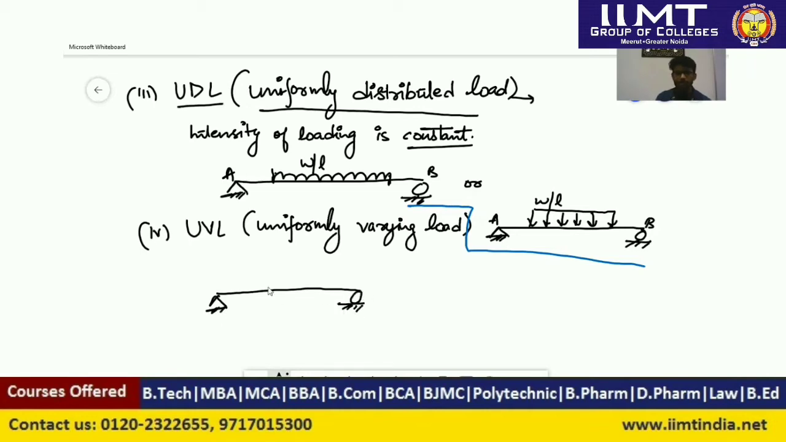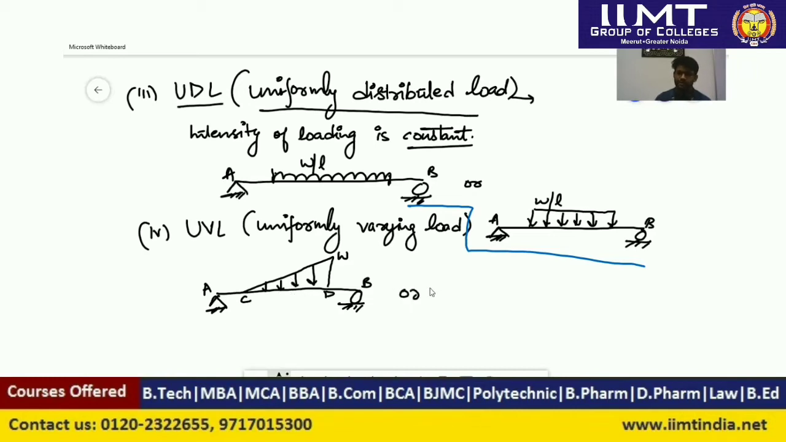Suppose this is a simply supported beam and a load is acting on it in this form. Here support A, support B, this is point C and point D. So intensity at point C is 0 compared to the other end, where intensity at D end is W. So uniformly varying loads are those loads where intensity is either increasing or decreasing at a uniform rate.